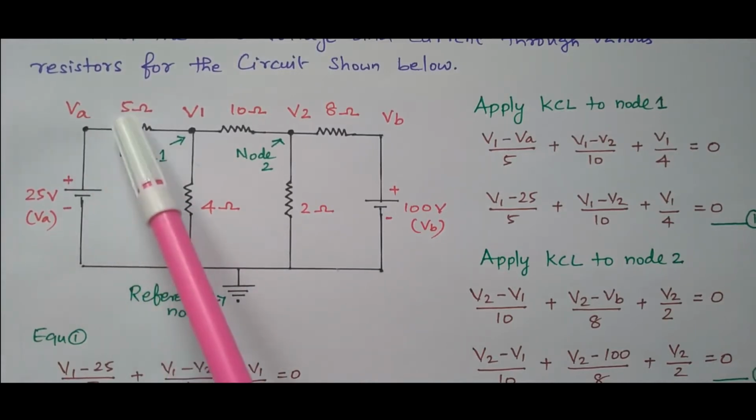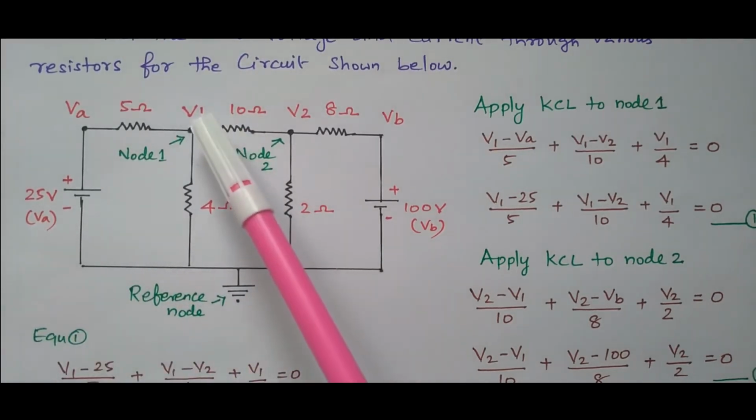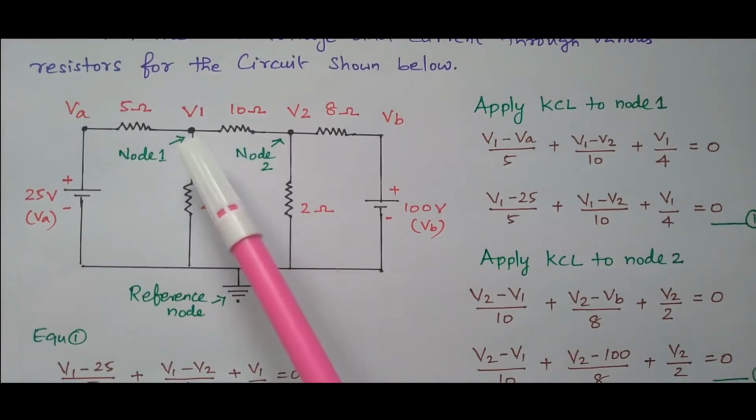Supply voltage is given here. So this is the node. At this, three elements are connected together. So we assign two nodes. In the problem, the nodes are not given. We need to assign the nodes.